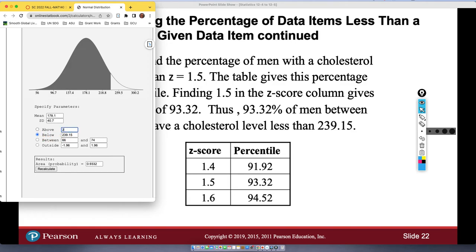So we'd put in our number, 239.15, and we would just click on this button for above. Okay. And then it shows us that this is the percent above, and it's only 6%, or if you round it, maybe 7% of the people are above that amount.